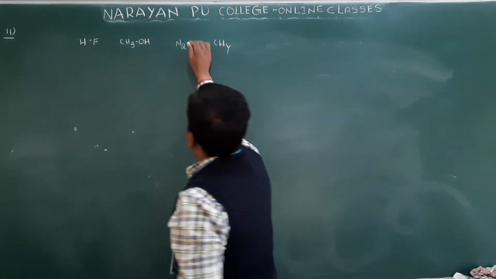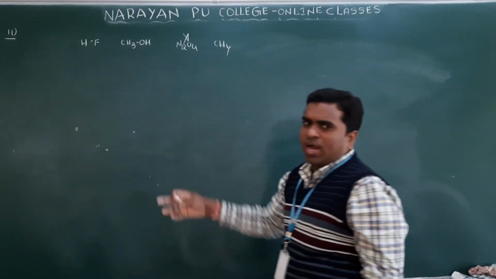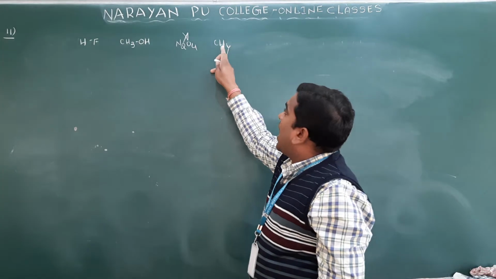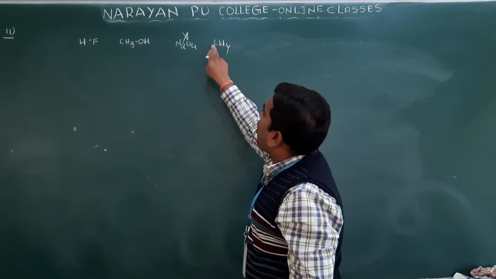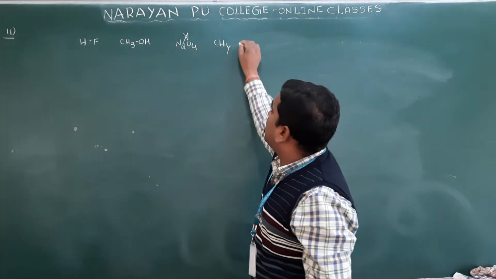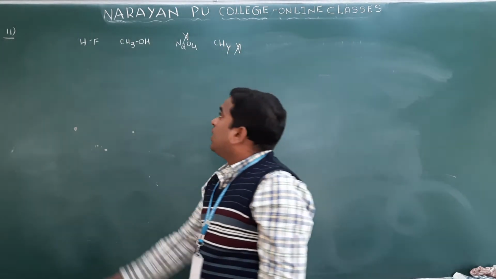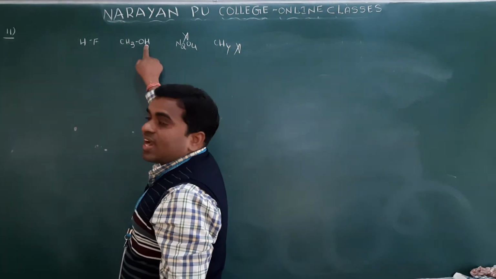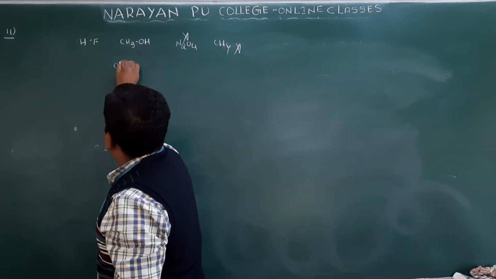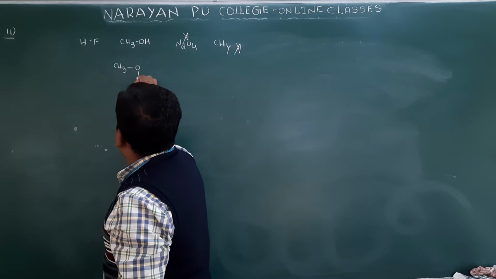In CH4 there is no hydrogen bonding. Carbon and hydrogen are there. Hydrogen is present, but hydrogen is not attached to a highly electronegative atom, so this hydrogen will not participate in hydrogen bonding. See here, hydrogen is there, and it is attached to a highly electronegative atom. So that's why it can participate in hydrogen bonding.